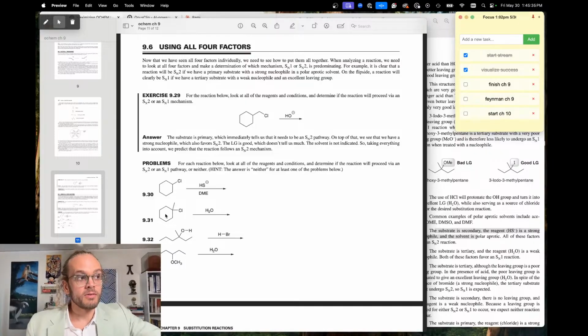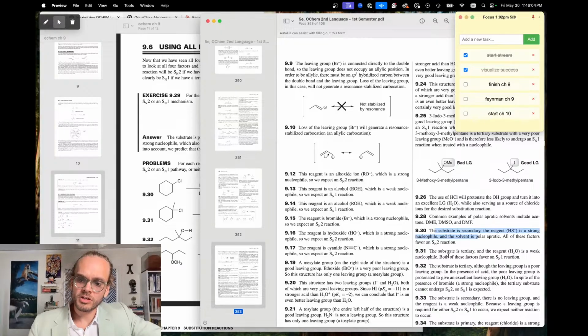Looking at this one. Wow, this makes so much more sense than yesterday. This is really encouraging. For each reaction below, look at all the reagents and conditions and determine if the reaction will proceed via an SN2 or SN1 pathway or neither. Oh, why am I reading the instructions again? Okay. Cl, this is going to be SN1 because it's tertiary. That just kind of crosses out everything. Plus H2O, weak acid. Yeah. Substrate tertiary, reagent is weak nucleophile, I mean to say. SN1. Yo, I'm getting these.